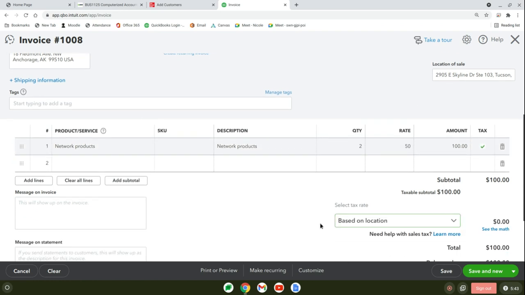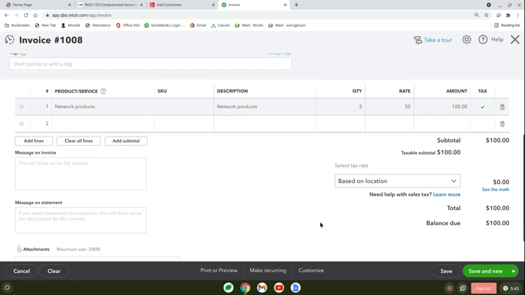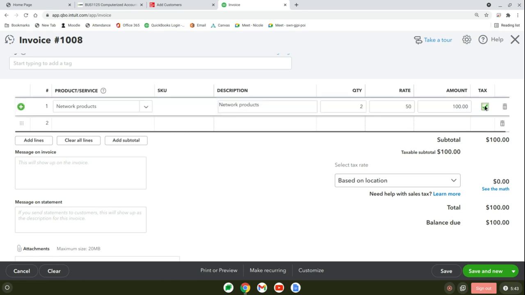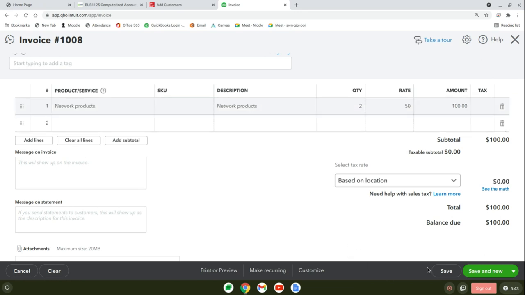And then we scroll down here, make sure it says 100 because this customer is exempt. I guess we'll do that since they did that for the other one. And then we're gonna go save and new.